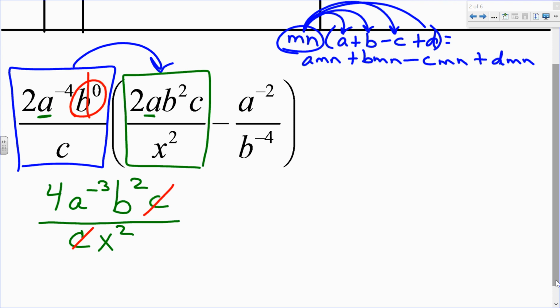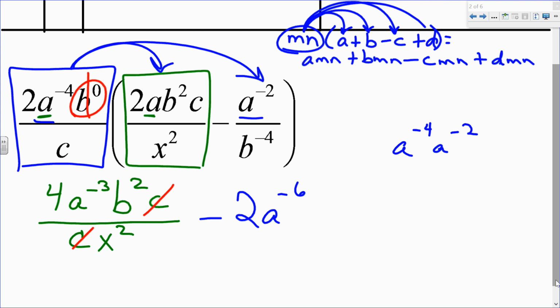Okay, then I am going to multiply what I had on the outside times the other term. I have a plus times a minus, so I keep the minus sign. I have a 2 times a 1 is just a 2. I need to put the a's together. So a to the minus 4 times a to the minus 2, I add those exponents and have a to the minus 6. And that's everything that I have for that numerator. This denominator is b to the minus 4 times c.